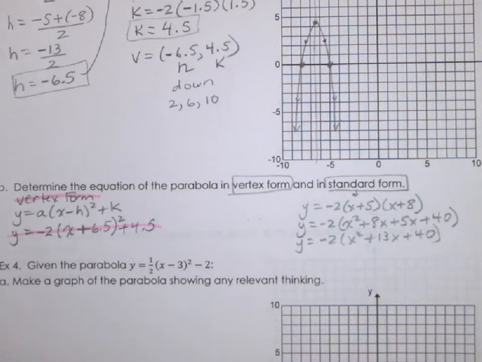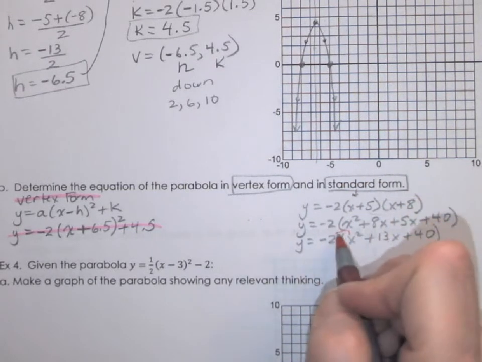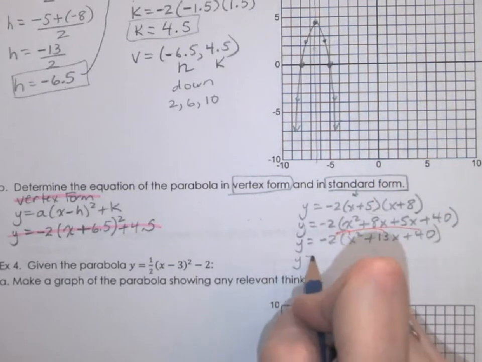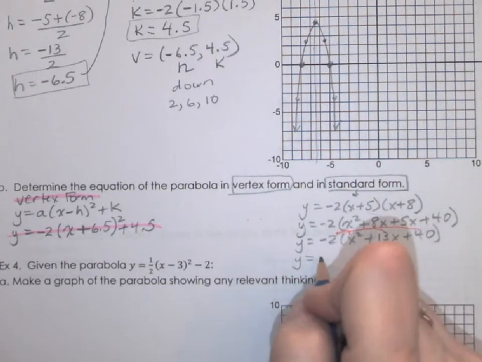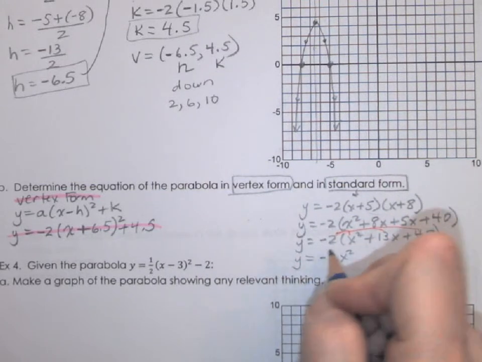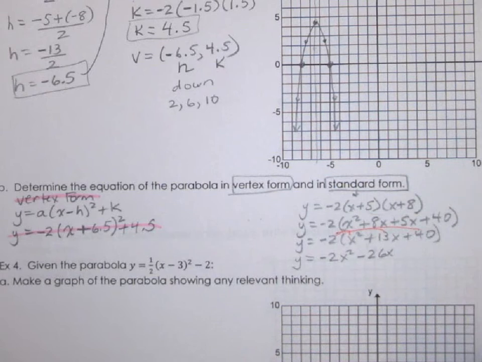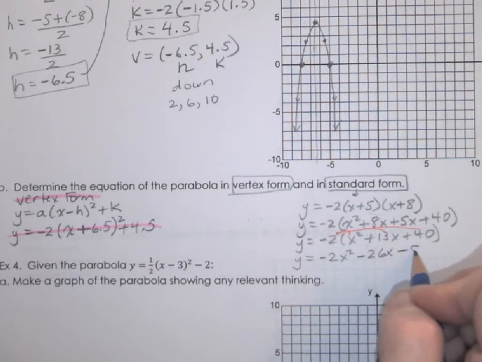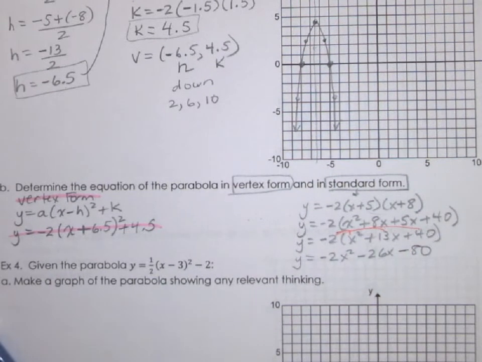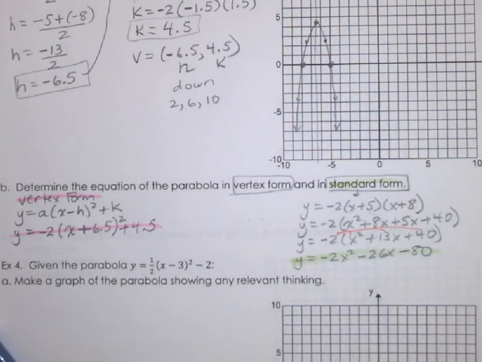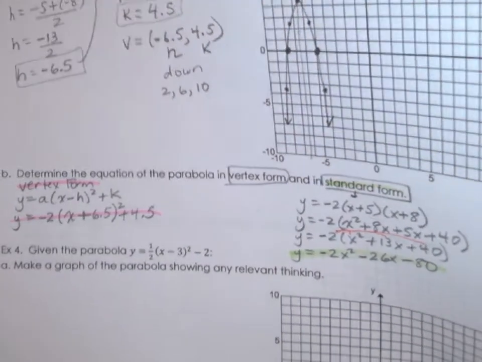And then finally I have to distribute the negative 2 through each term in the bracket, giving me y is negative 2x squared minus 26x, negative 2 times positive 13x, minus 80. So there is my standard form, the form y equals ax squared plus bx plus c. Okay, all right, so that's our third example.